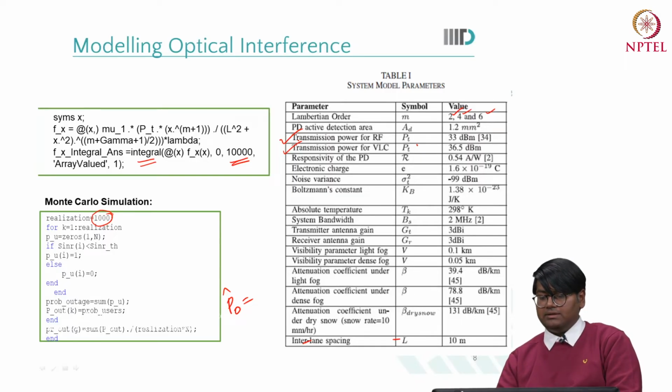The rest are different variables. Then we will discuss the attenuation coefficient beta and the visibility parameters, and these parameters we are going to discuss in the upcoming slides.